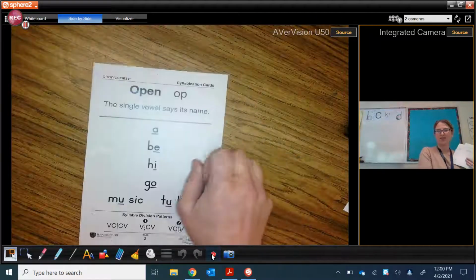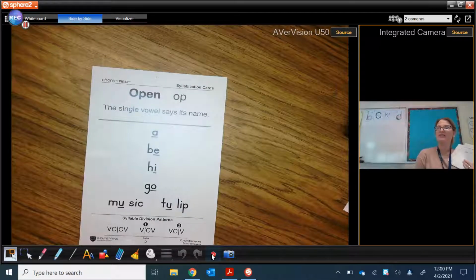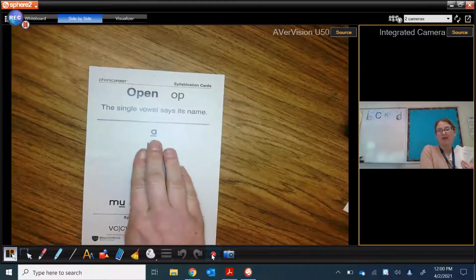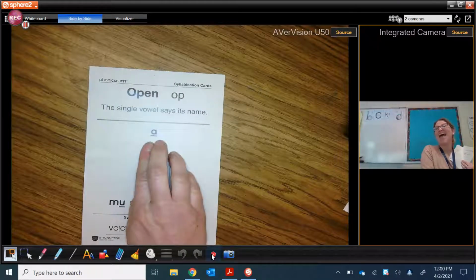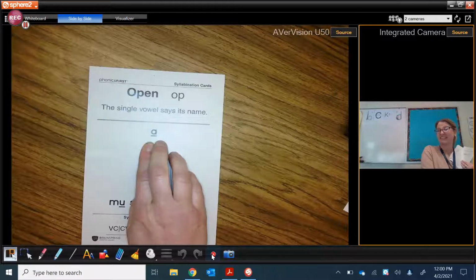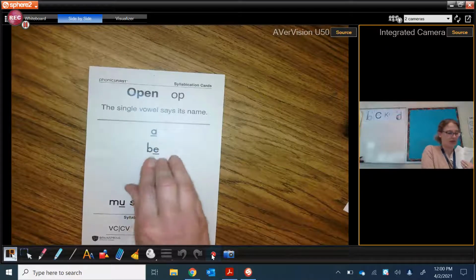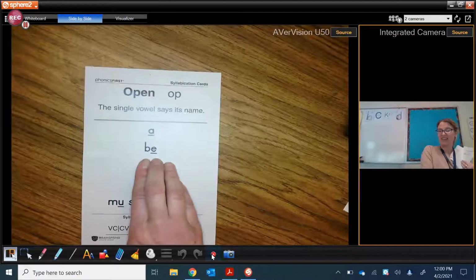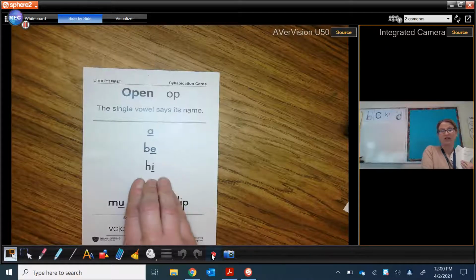And our first type is an open syllable. This is where the vowel says its name. Remember, a syllable is a part of a word that has to have a talking vowel. So my first syllable right here is A, because there's not anything behind it, so it has to say its name, A. Now, if you look at this next syllable, it says B, because there's nothing behind it stopping it from saying its long sound.